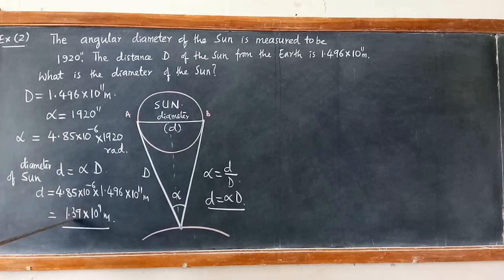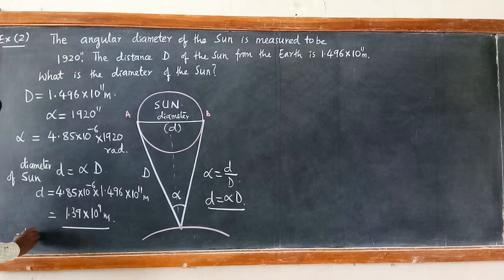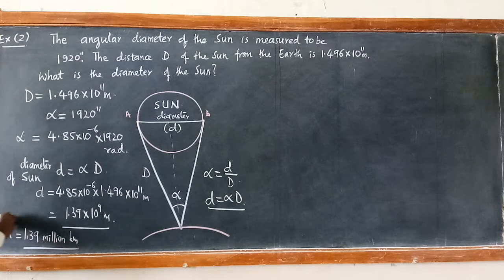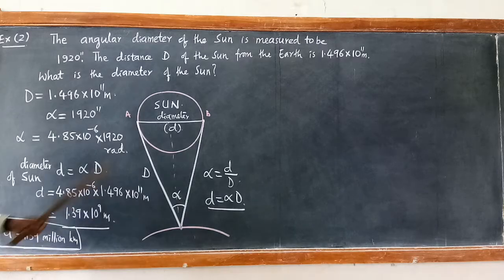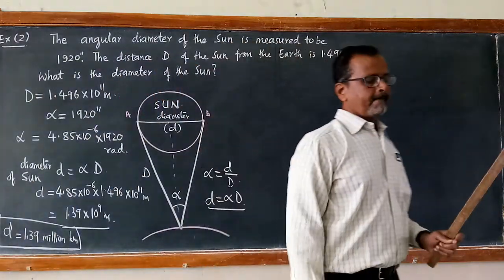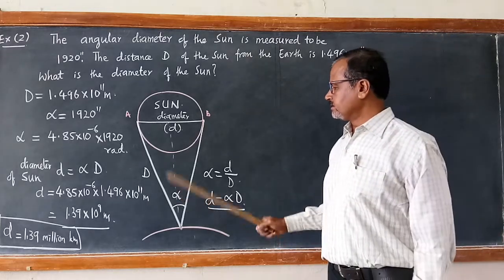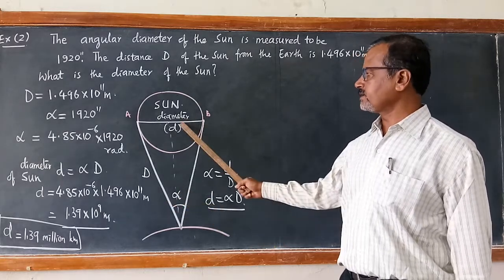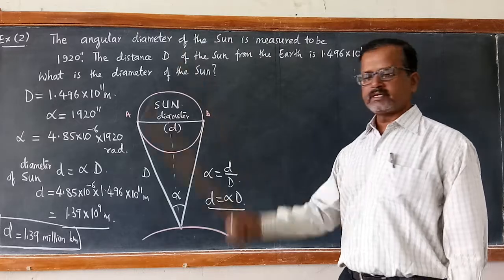How do you look at it? Just divide it into 10 raised to 6 into 10 raised to 3. So 1.39 million kilometer is the diameter of the sun. So this is how, using the given data, that is angular diameter, one can find out the actual diameter by the knowledge of distance.